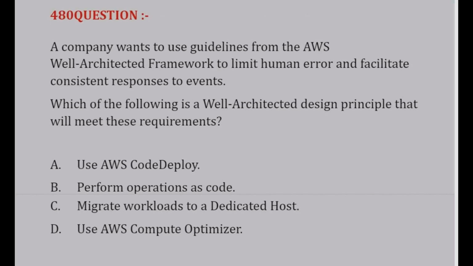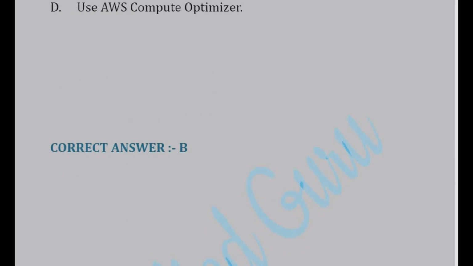Question is, a company wants to use guidelines from the AWS Well-Architected Framework to limit human error and facilitate consistent responses to events. Which of the following is a Well-Architected design principle that will meet these requirements? Option A, use AWS CodeDeploy. Option B, perform operations as code. Option C, migrate workloads to a Dedicated Host. Option D, use AWS Compute Optimizer. Correct answer is option B.